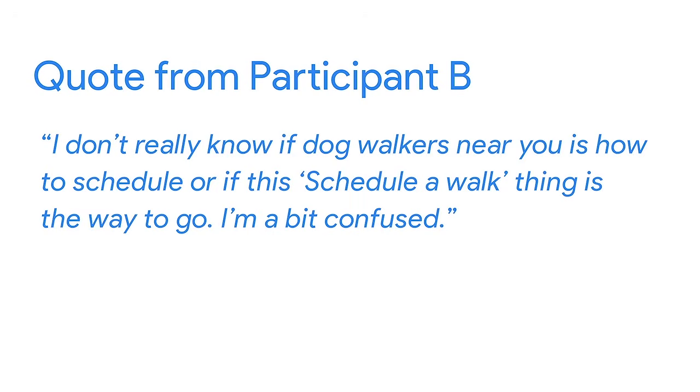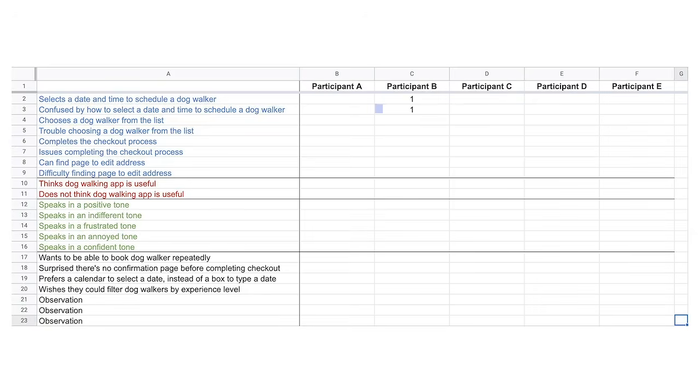Participant B also said, "I don't really know if dog walkers near you is how to schedule, or if this schedule a walk thing is the way to go. I'm a bit confused." So I'm also going to add a 1 in cell C3 because participant B was confused by how to get to the screen to select a date and time to schedule a dog walker. This is an important part of the user flow. Let's start the recording again and make more notes about our observations.